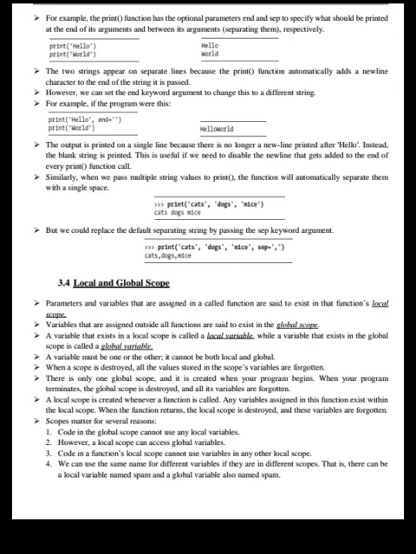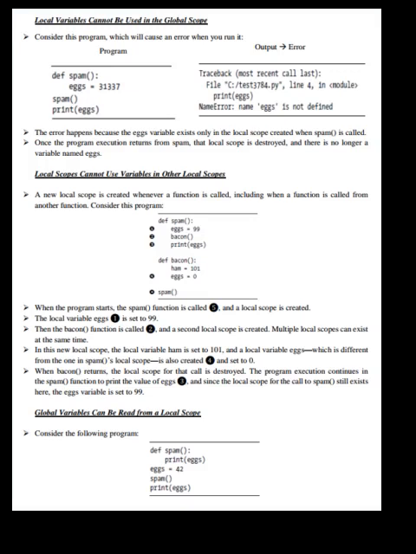Scope matters for several reasons. Code in the global scope cannot use any local variables. However, a local scope can access global variables. Code in a function's local scope cannot use variables in any other local scope. We can use the same name for different variables if they are in different scopes. That is, there can be a local variable named spam and a global variable also named spam. Local variables cannot be used in the global scope.